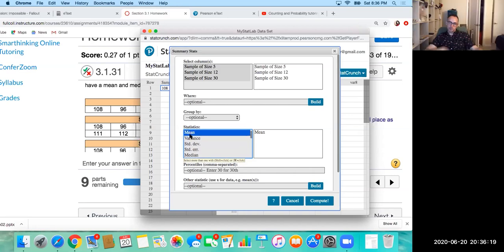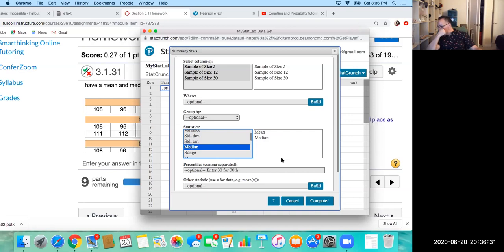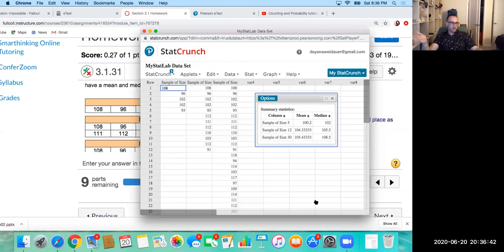I wasn't able to just pick mean and median. Maybe you can. Oh, how'd you do that? Command. Oh, wow. My control wouldn't work when I tried it. Oh, because you have a Mac. Yeah, and then just press compute. And now it only gives you the mean and the median for all three sets. See?